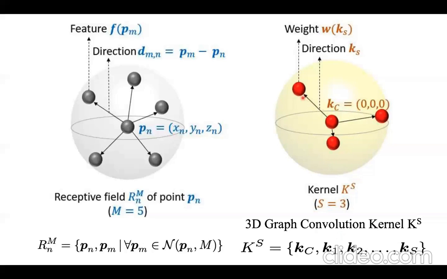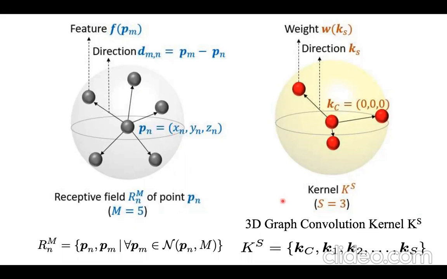And if support is 1, there will be only 1 item, and a total of 2 kernel points, KC as well as that. Each kernel point has its own weight. And here also they compute the direction by subtracting KC, but KC is 0. So for the local region, they have the features, the direction, and of course the original coordinates. And for the 3D kernel, they have the number of supports, each having its weight and also direction.